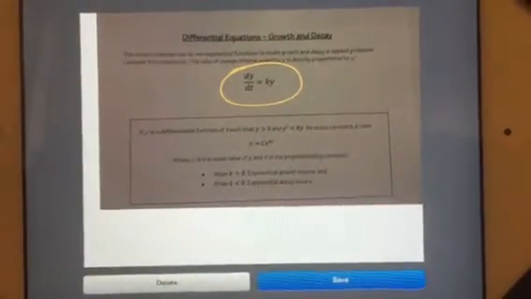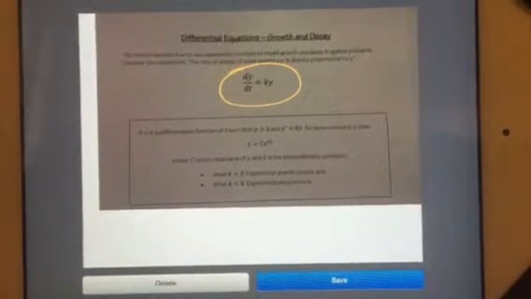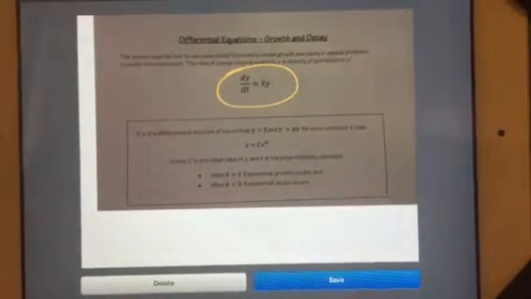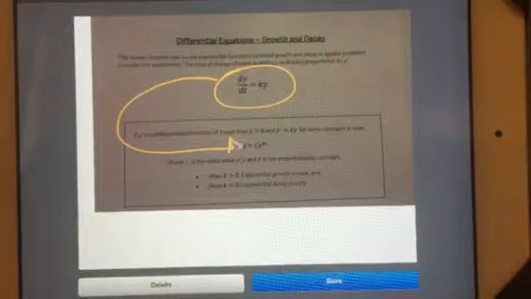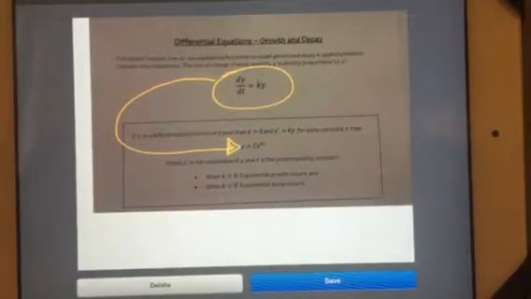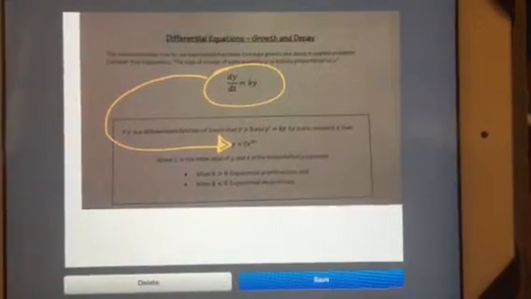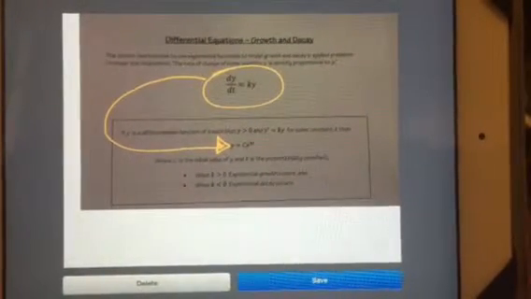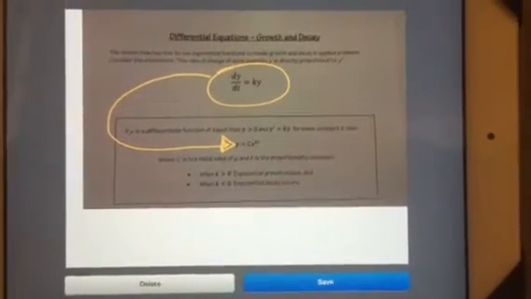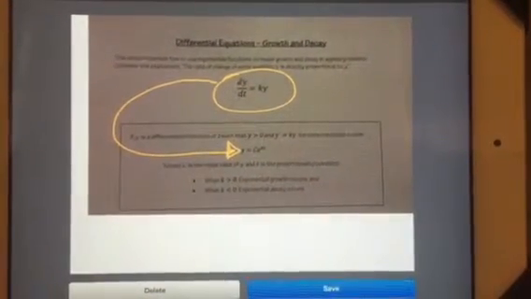But not only that, if we were to take the integral of this and solve for it, which we will do in example 1, you end up using this function here. y is equal to ce to the kt, where c is the initial value and k is your proportionality constant. If k is greater than 0, then you have exponential growth. If you have k less than 0, then you have exponential decay.